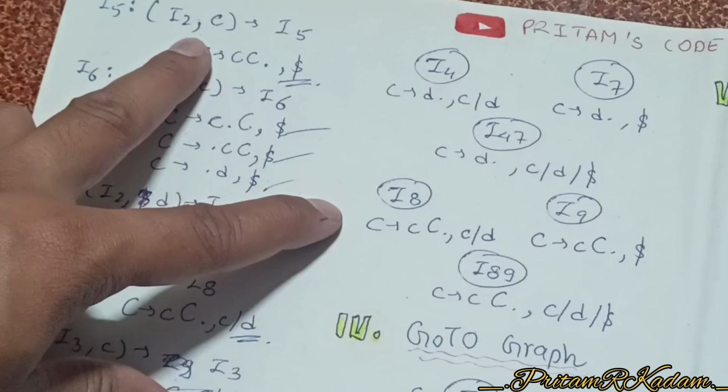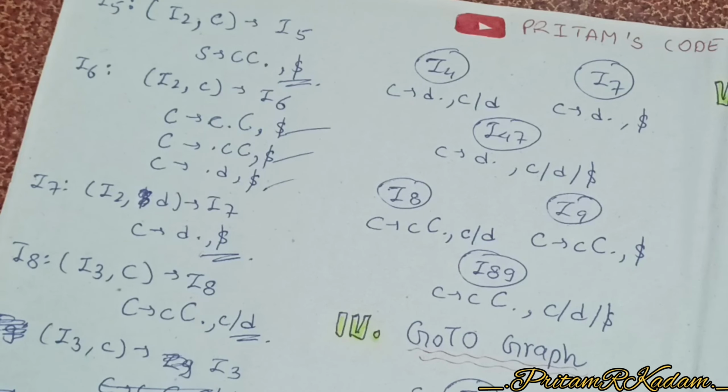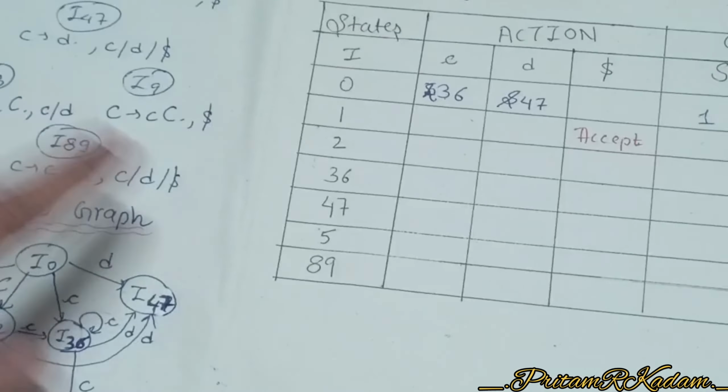Now for the next state, that is I2 on C goes to I5, so we will write S5 under the C.